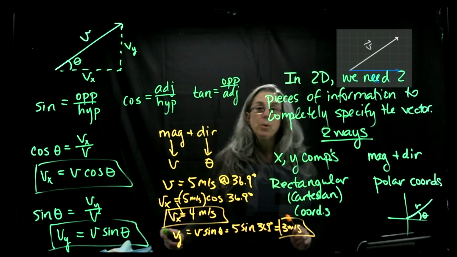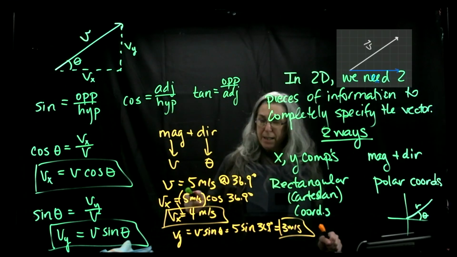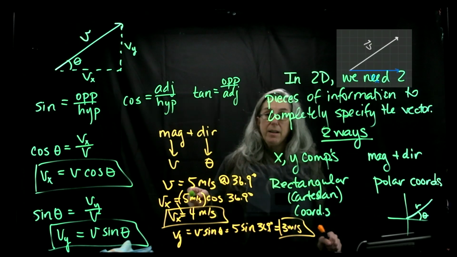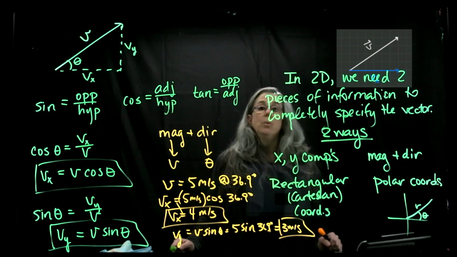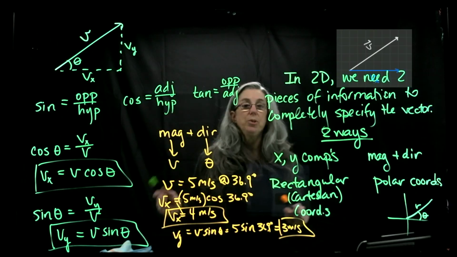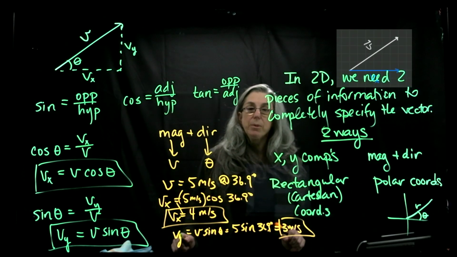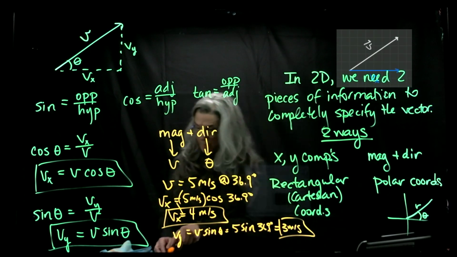So there's an example where you are given the magnitude and direction. The magnitude is the 5, and the direction is the angle, and you can figure out what the x and the y components are. We should also do it the other way around. What if you start off with the x and y components, and then you want to find the magnitude?